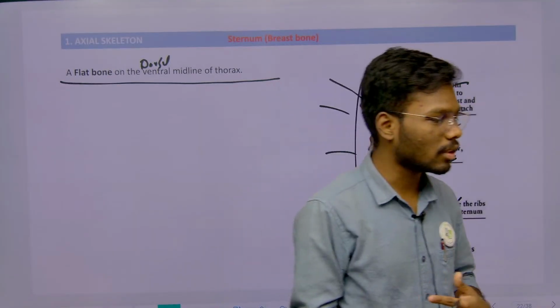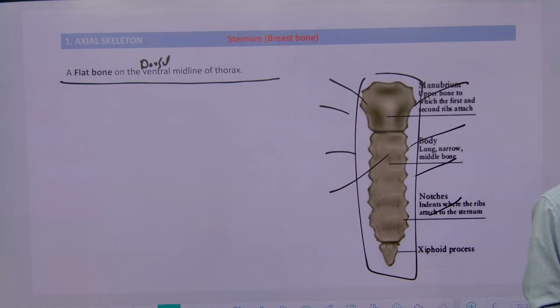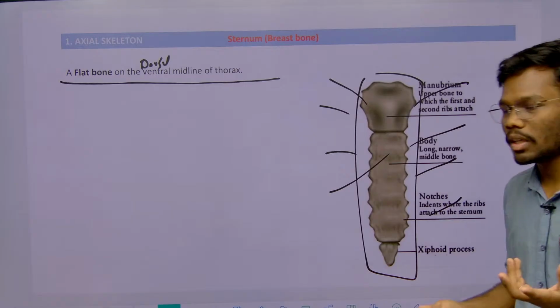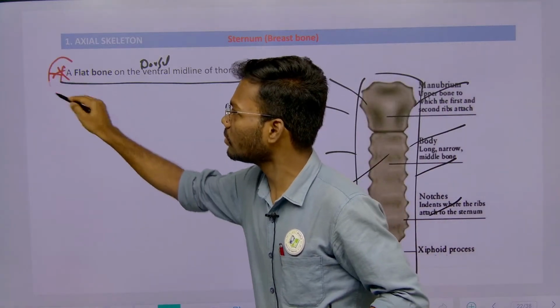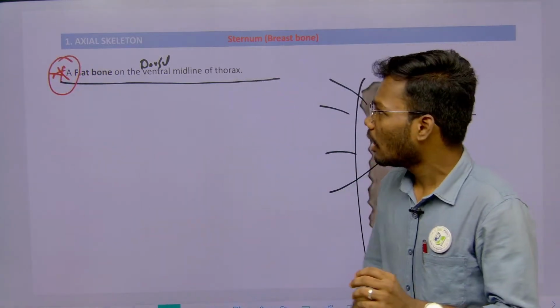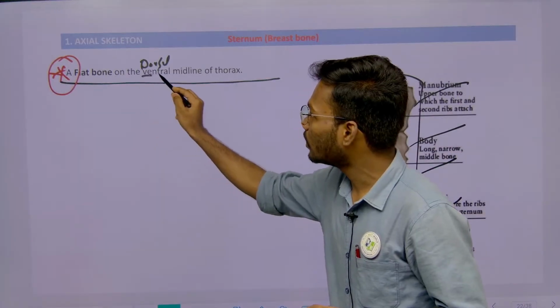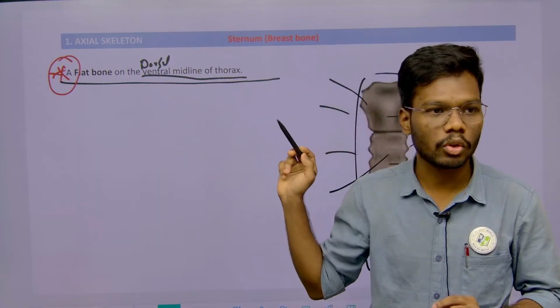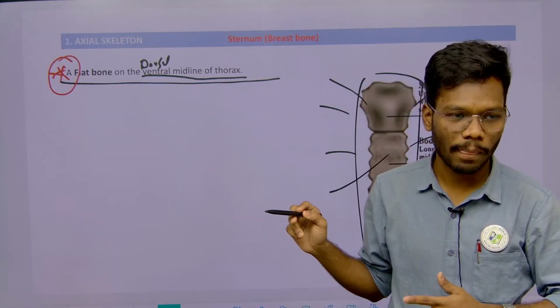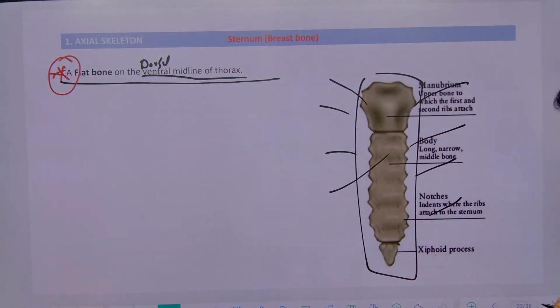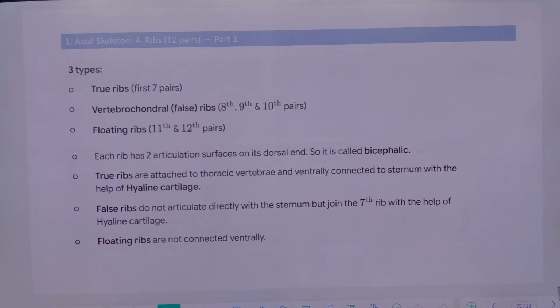All chordates have dorsal and ventral sides. Because of this, we also differentiate non-chordates and chordates, which we'll discuss later. So remember the sentence: a flat bone on the ventral midline of the thorax. This part is called ventral, right? So that was about the sternum bone, right? Understand 206 and ribs. Good.